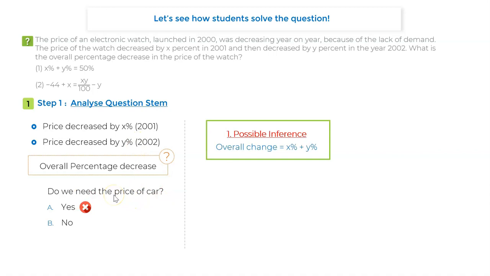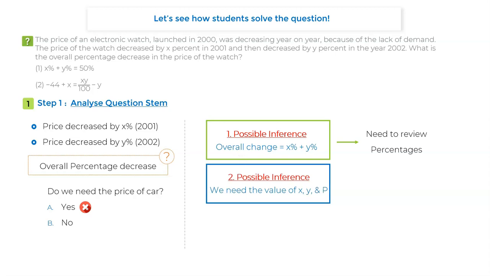Now, as a student, there are three types of mistakes which I've seen one can make here. If their conceptual knowledge is not very good, a student may think, okay, X% decrease, Y% decrease. If I want the overall percentage change, I need just X% plus Y%. If I add both the percentages, I'll know the overall decrease. If you thought like that, then you really need to review percentages and understand them in a better way, because this is not the correct inference.